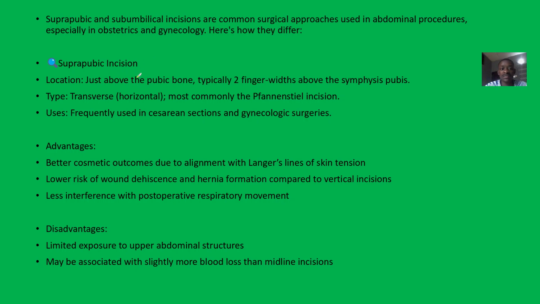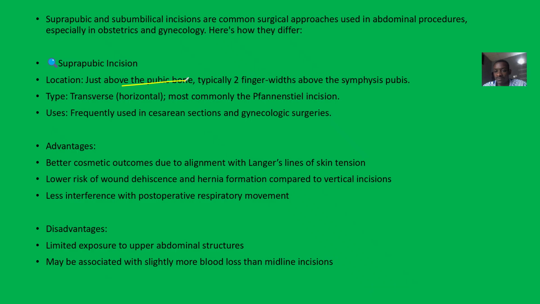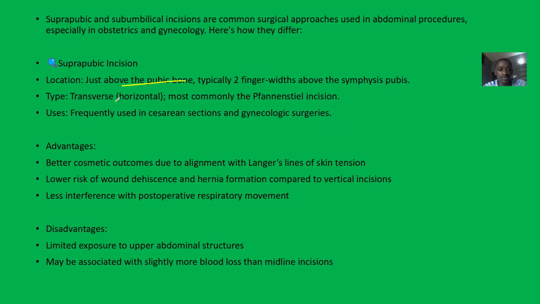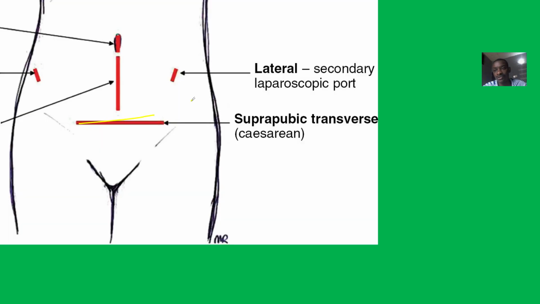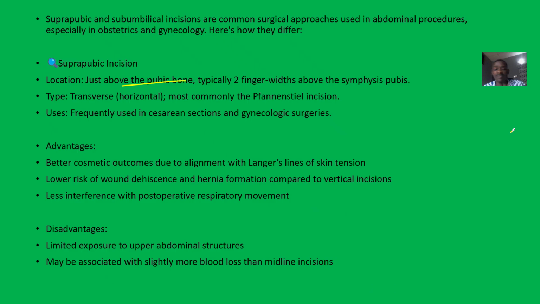So for suprapubic incision, the location is just above the pubic bone, typically 2 fingers width above the symphysis pubis. That's what suprapubic is. This picture is above the pubic area. It can be done transverse. Commonly the incision we look at here is the Pfannenstiel. Most of the time when we are talking about suprapubic, it's usually used in cesarean section or any gynecological surgery where they want to access the cervix, the uterus.